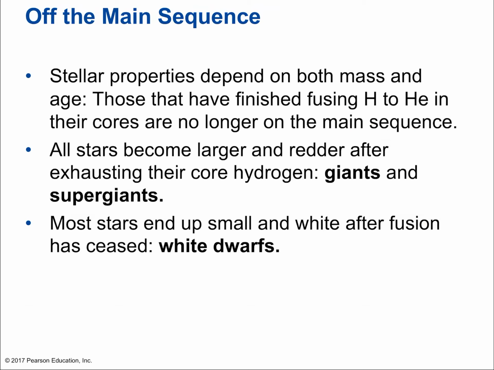Those that have finished burning or fusing hydrogen into helium, well, that means that their cores are no longer on the main sequence. They start to collapse and other things start to happen. It turns out that one of the things that starts to happen is they become giants and supergiants. We actually talked about this, because we talked about how our star is going to become a giant because its core is going to collapse. So we've already seen these ideas.